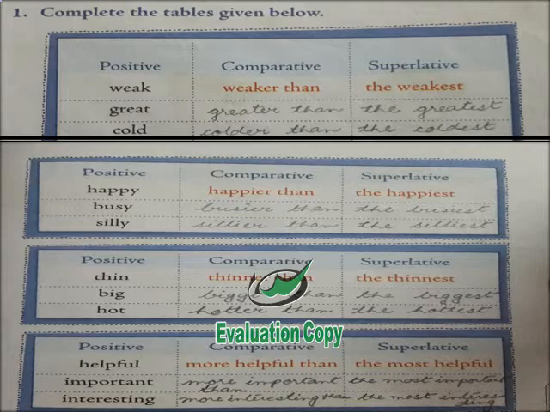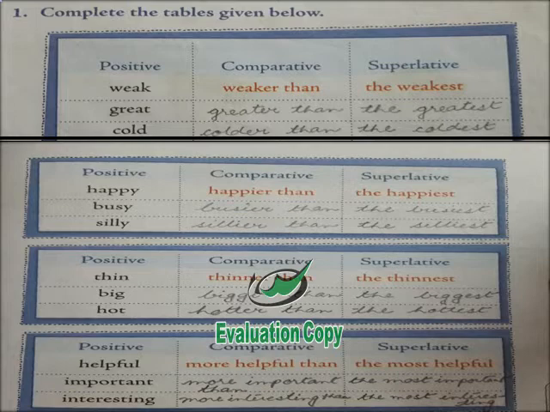B-U-S-I-E-S-T. So, ER and EST are there. But your Y is replaced by I. You will remove the Y and you will put I. Silly becomes sillier than, S-I-L-L-I-E-R. And silliest is S-I-L-L-I-E-S-T. Okay. So go to the third column.